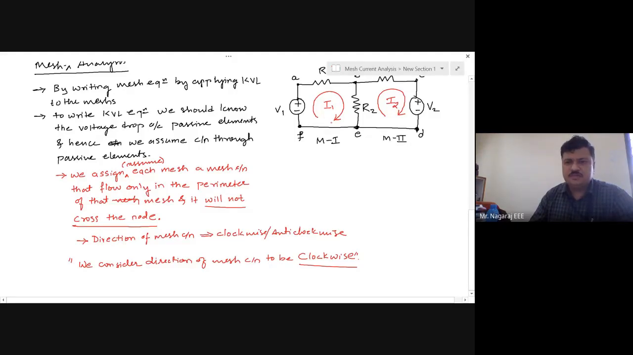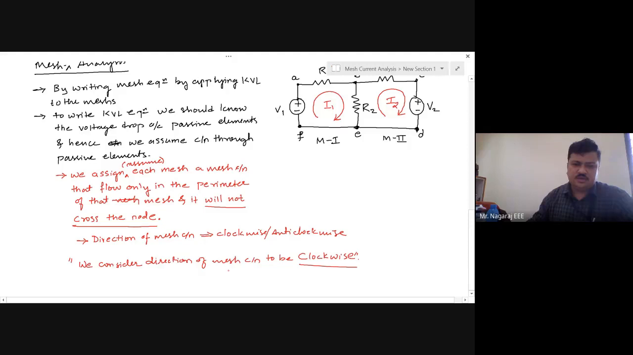After assigning each mesh a current in clockwise direction, I know the direction of current in each element in this mesh. Then accordingly, I should mark the polarity of voltage drop across each passive element, and then write the KVL equation. That will take more time, and because the time is almost up, with only 5 minutes left for the next class, we'll stop here.